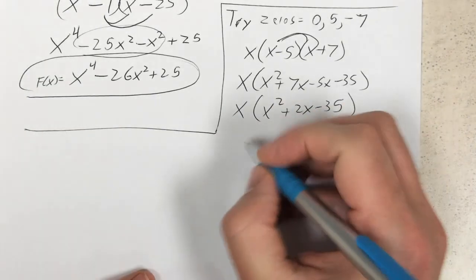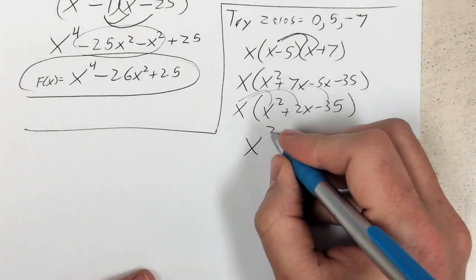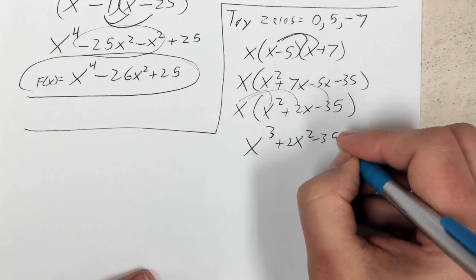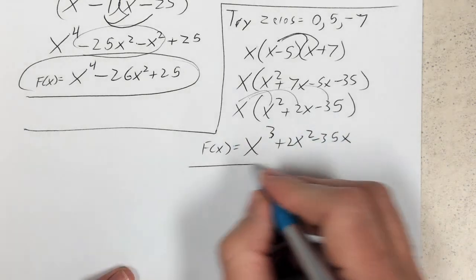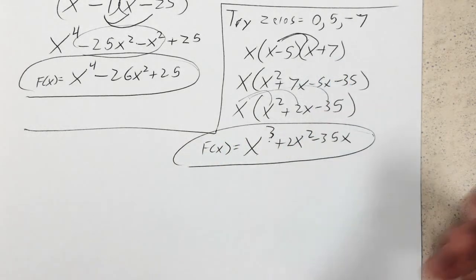and then distribute x to the third plus 2x squared minus 35x. f of x is equal to, it's a third degree function, we had 3 zeros, and that's it.